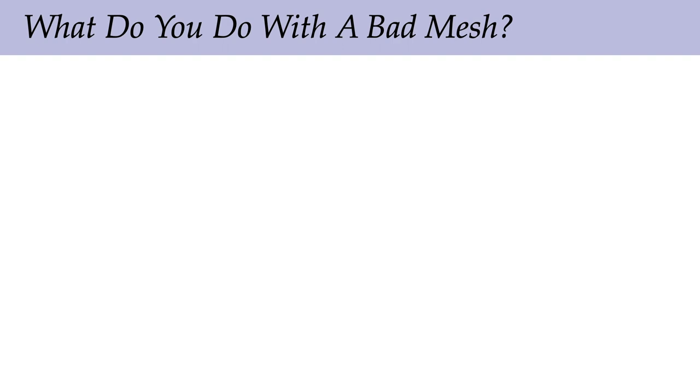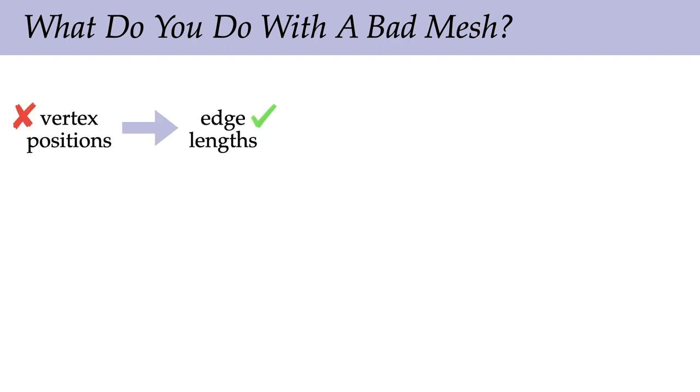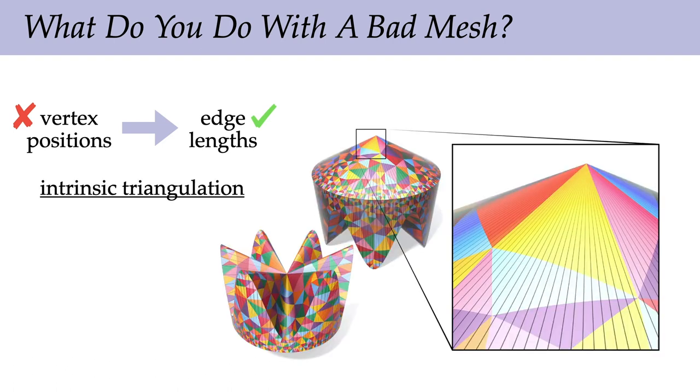And the solution we'll look at is to throw away the vertex positions of our meshes and think of them only in terms of their edge lengths to encode the geometry. This sounds like a really crazy thing to do, but it's called an intrinsic triangulation, and the shift in perspective unlocks a lot of really powerful algorithms in geometry processing and a lot of solutions to hard problems in robust computing with surface meshes.